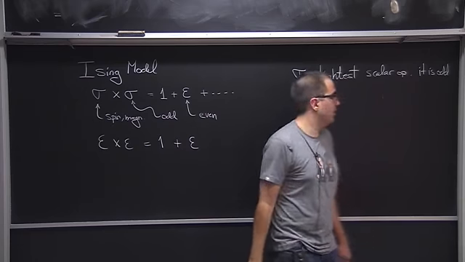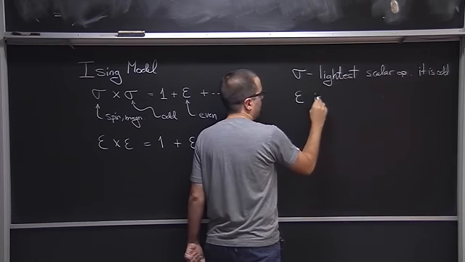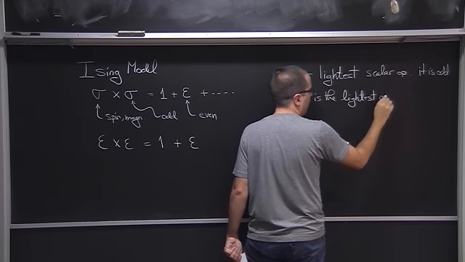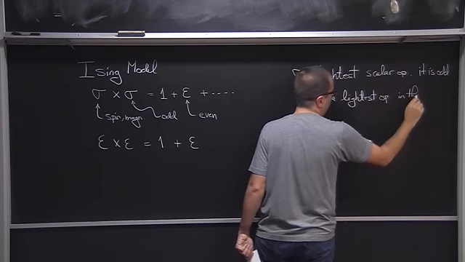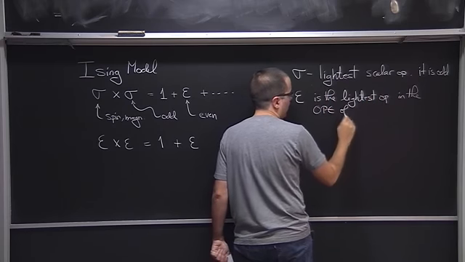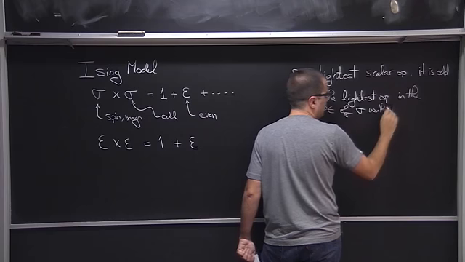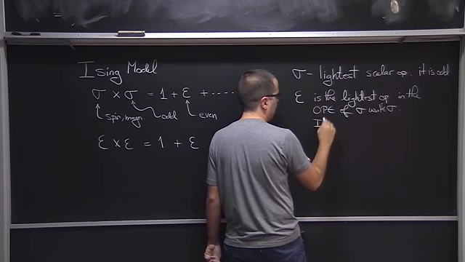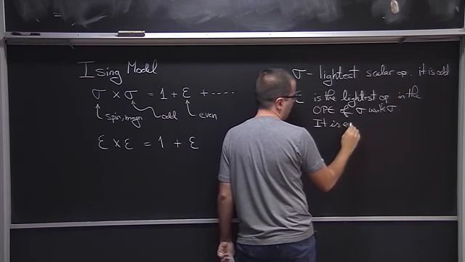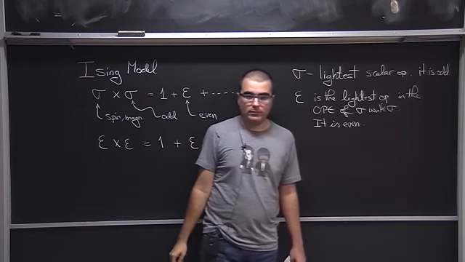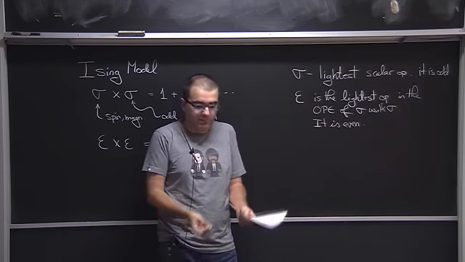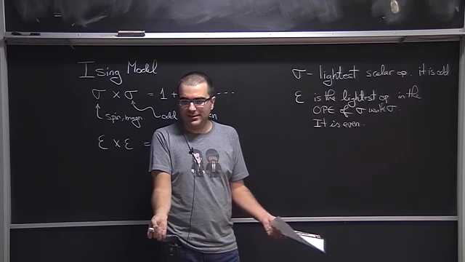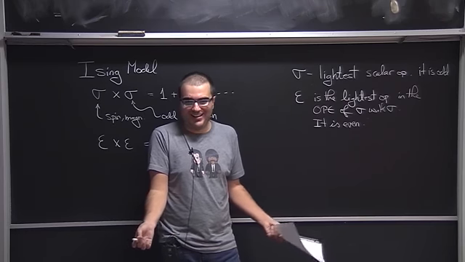Epsilon is the lightest operator in the OPE of sigma with sigma. Because these guys are odd, epsilon is even. In the sigma with sigma, there is an operator. The lightest one, let it be epsilon. I cannot do better than this.